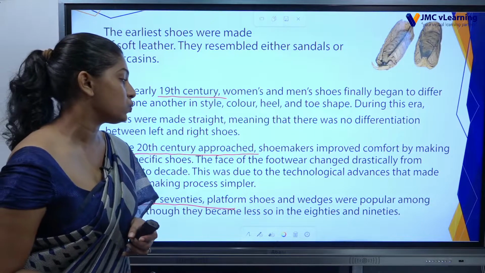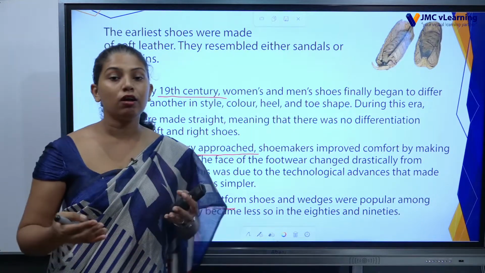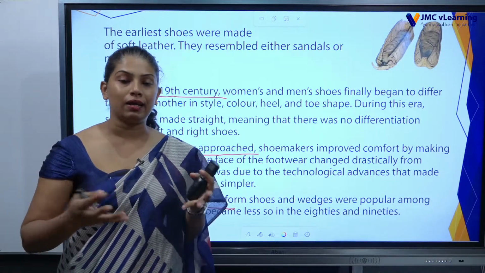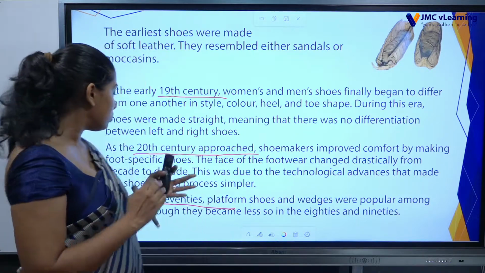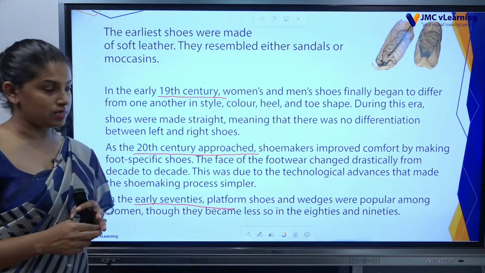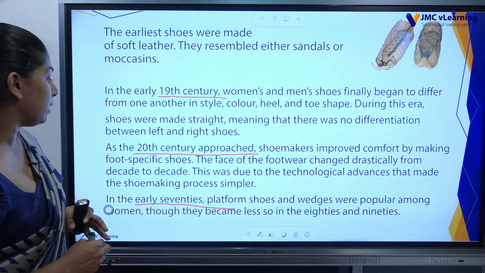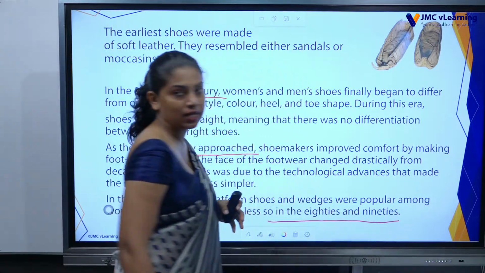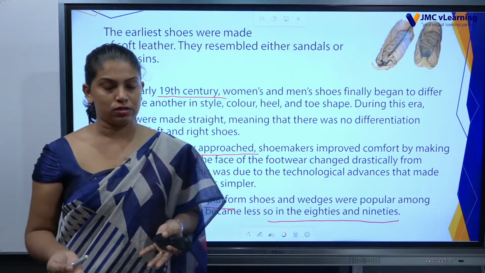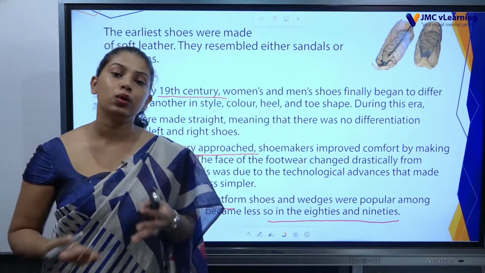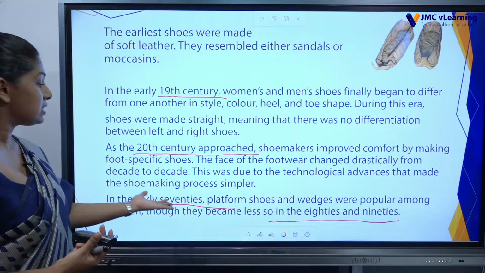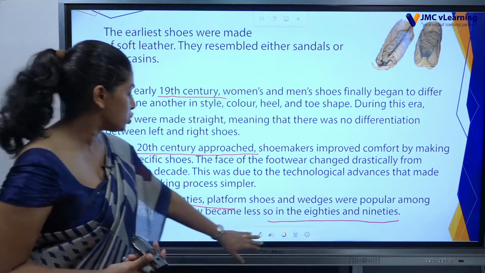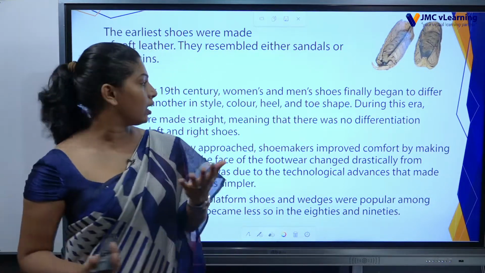In the early 70s, platform shoes and wedges were popular among women. That means not flat, the high heels, a sandal or whatever with a heel. They used to wear that in the early 70s. Women, though, became less so in the 80s and 90s. But what has happened in the 80s and 90s? Again, people, especially women, used to wear heels in the early 70s, but later on in the 80s and 90s, again they changed into shoes without high heels.